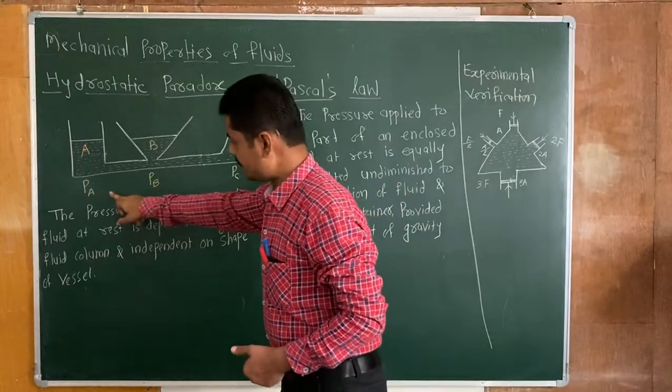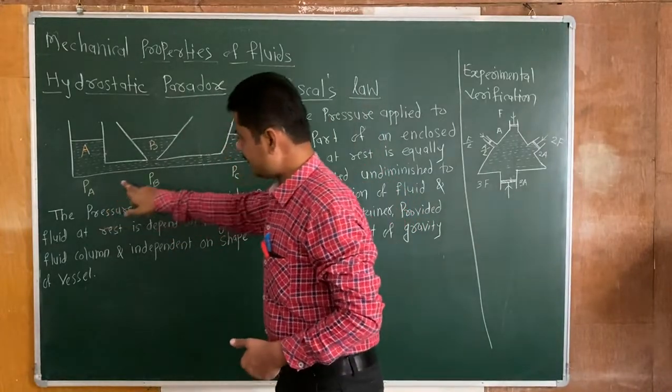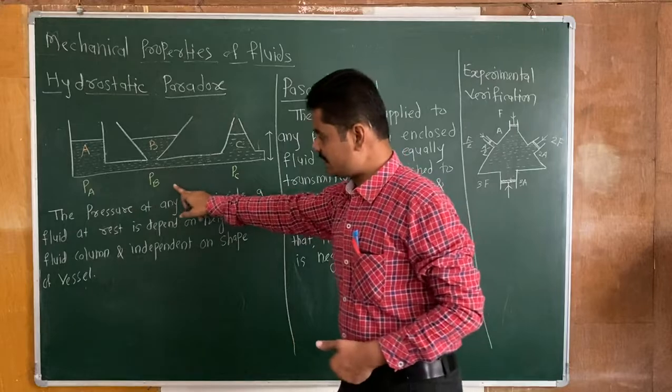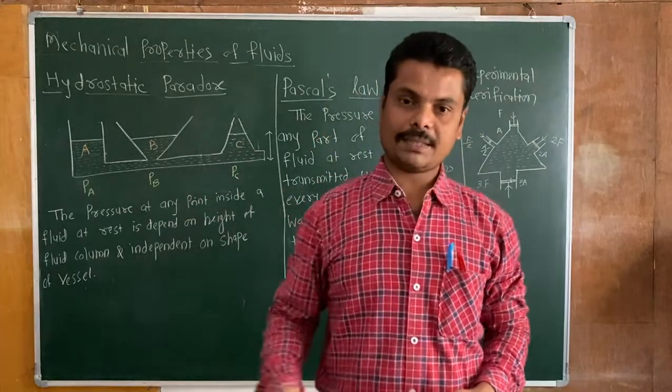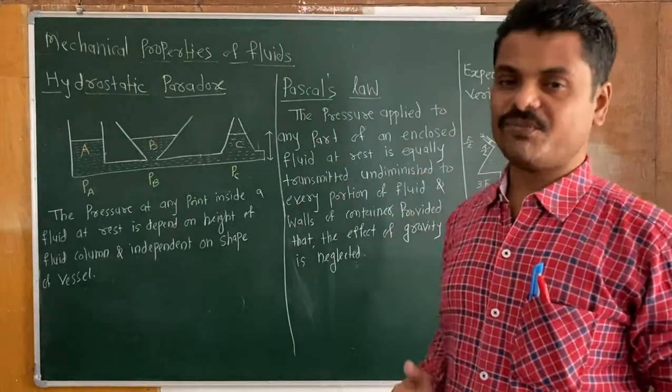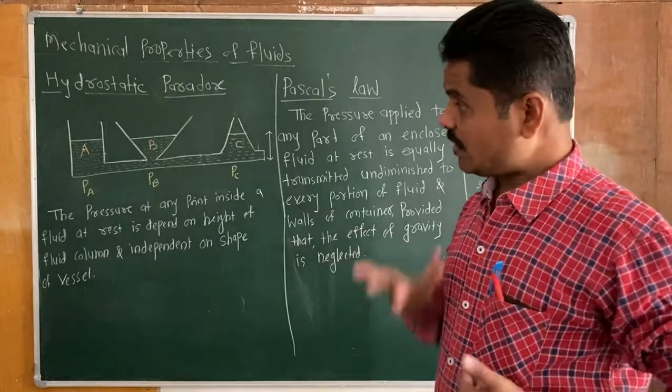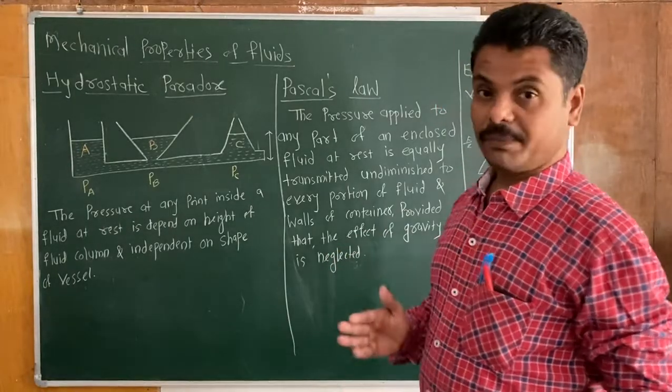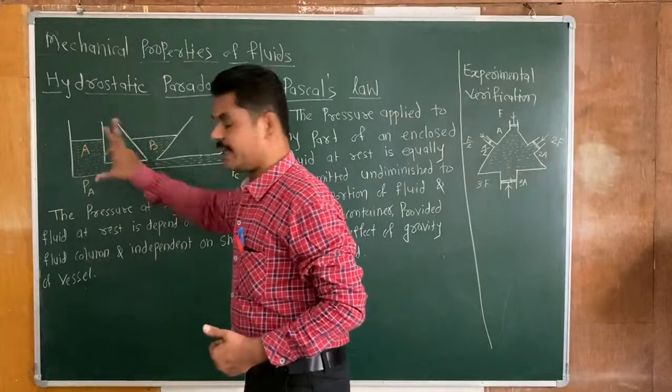The pressure at the bottom of vessel A, bottom of vessel B, and bottom of vessel C is independent of the shape of the vessel. On what factor does it depend? It depends only on the height of the liquid column.